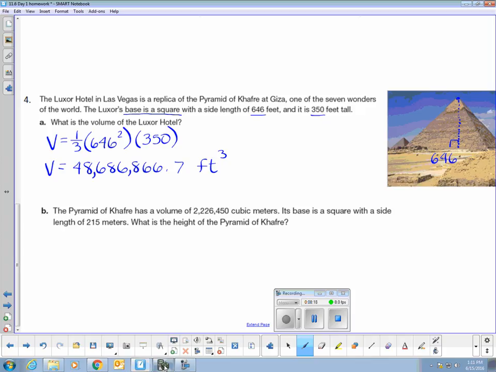All right, we have another pyramid that also has a square base. This time we know the side length of the base is 215 meters, but we don't know what the height is. They also give me the volume. So using the formula, volume equals 1/3 the area of the base times the height, I'm going to replace the values that I do know and solve for h, which is the value I'm trying to find out.